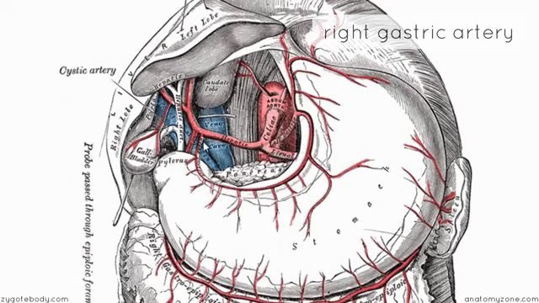So the origin of the right gastric artery is variable, so it can come off the common hepatic artery, or it can come off the proper hepatic artery. But what you need to know is that it comes off and it runs along the lesser curvature of the stomach and anastomoses with the left gastric artery. So the common hepatic splits into the proper hepatic and the gastroduodenal artery. So let's follow the proper hepatic artery to the liver.